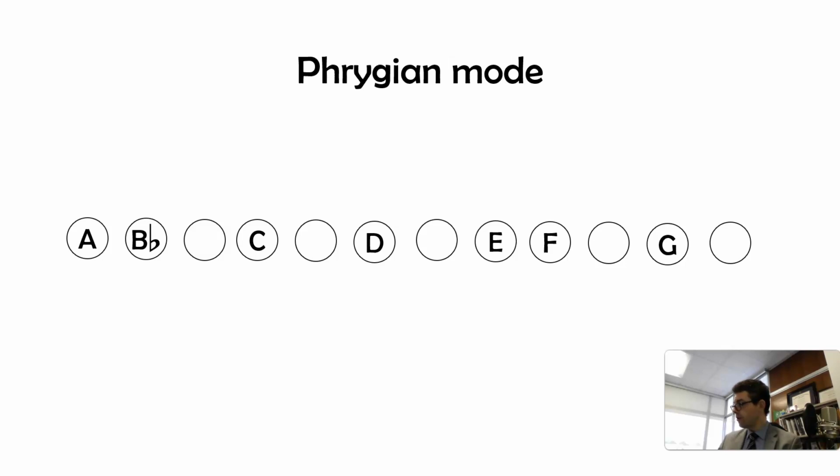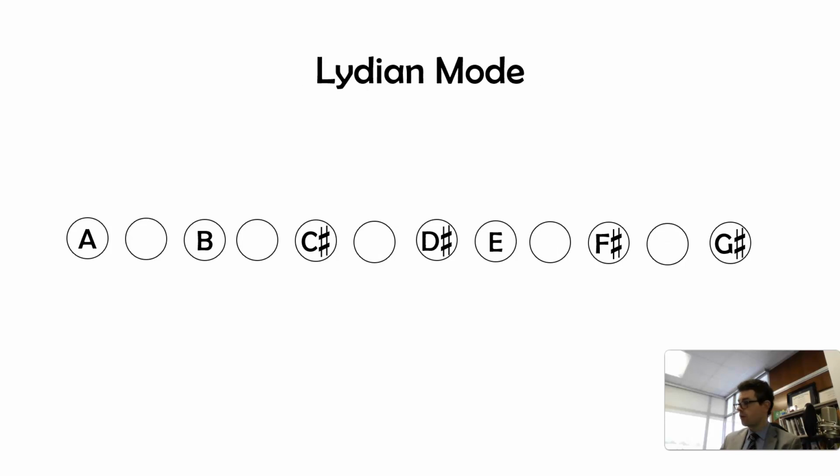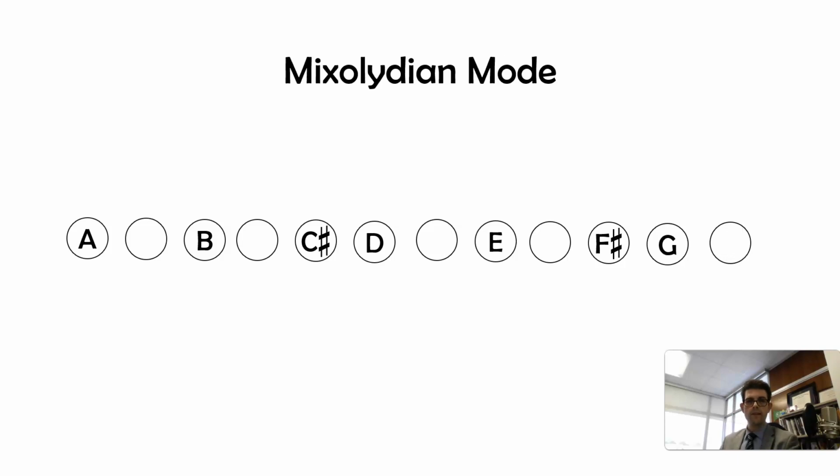It's called the Phrygian mode. One more time. Lydian mode. Here's that again. And Mixolydian mode. One more time.